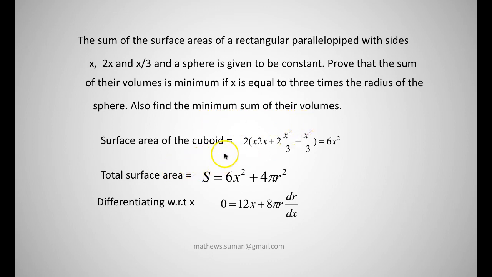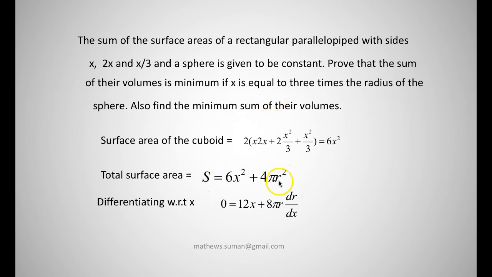Surface area of a cuboid is 2 times length into breadth plus breadth into height plus length into height. That will be 2x into 2x plus 2x into x by 3, which is 2x squared by 3, plus x into x by 3, which is x squared by 3. Simplifying, you get 6x squared.